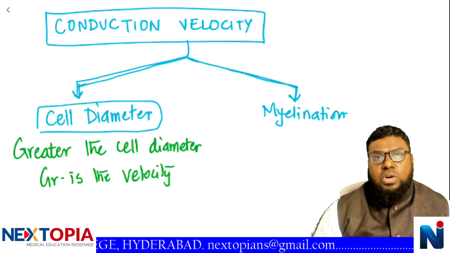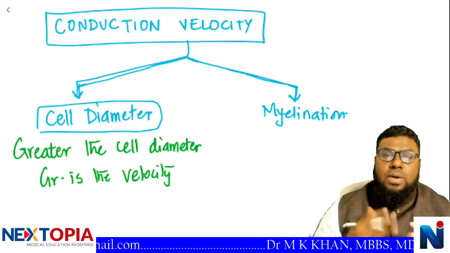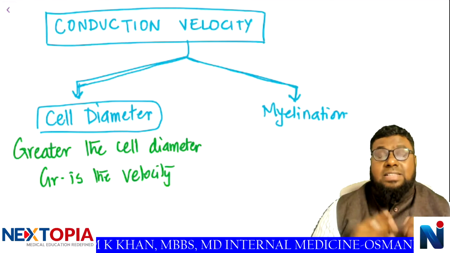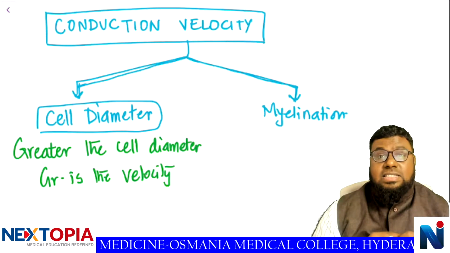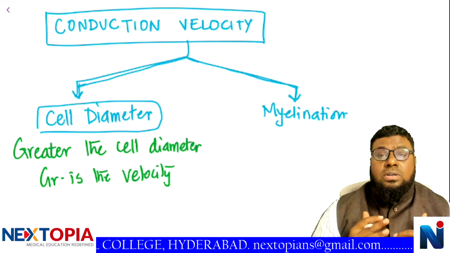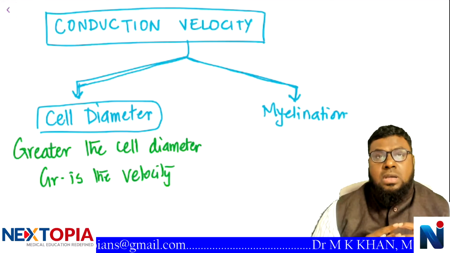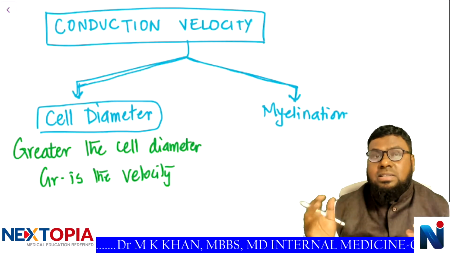Next is myelination. What do you think myelination is responsible for? Why is the nerve covered by a myelin sheath? Please remember that a myelin sheath provides a greater resistance across the cell membrane, thereby there is no leaking of current from the nerve membrane. Please remember, this myelin sheath is not continuous. It is interrupted at some sites.